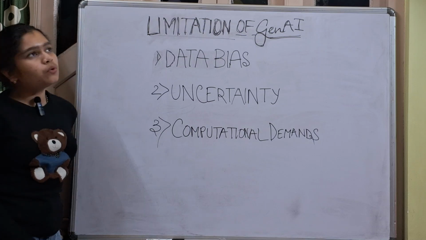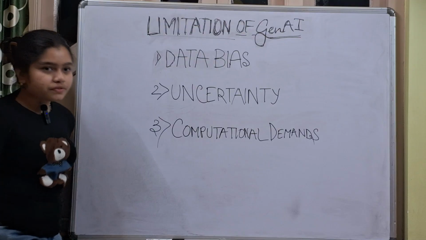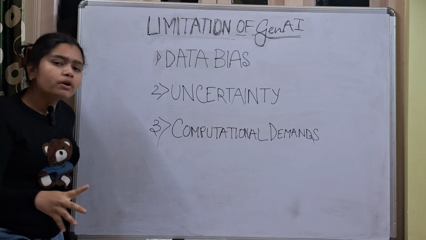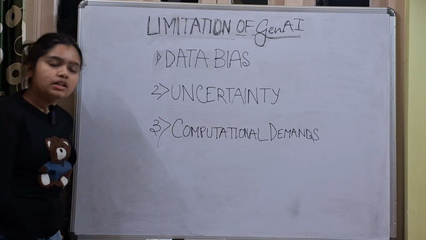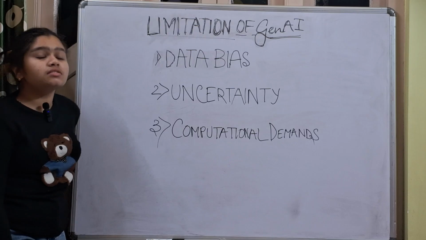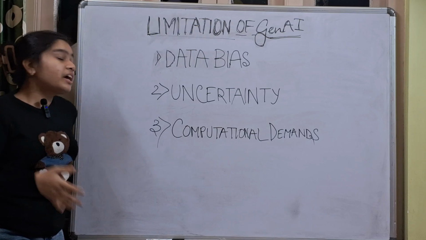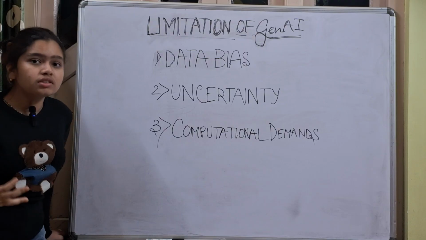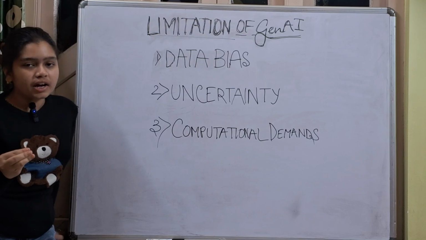Next we come to computational demands. Now everyone wants their response to be generated in a fraction of a second. For that, there is a huge processing power needed. Many GPUs and TPUs are needed to build large models, right? Which is obviously very costly. And to train the model, again, it can take months and months, even years sometimes. It's very costly, and also it's very time consuming, right?